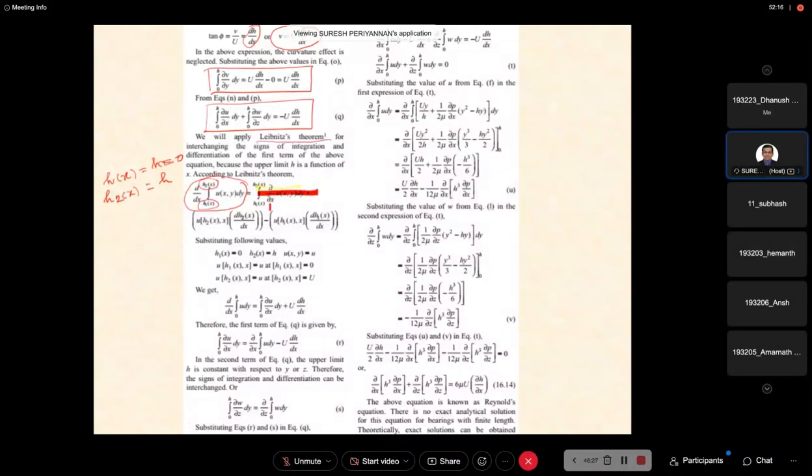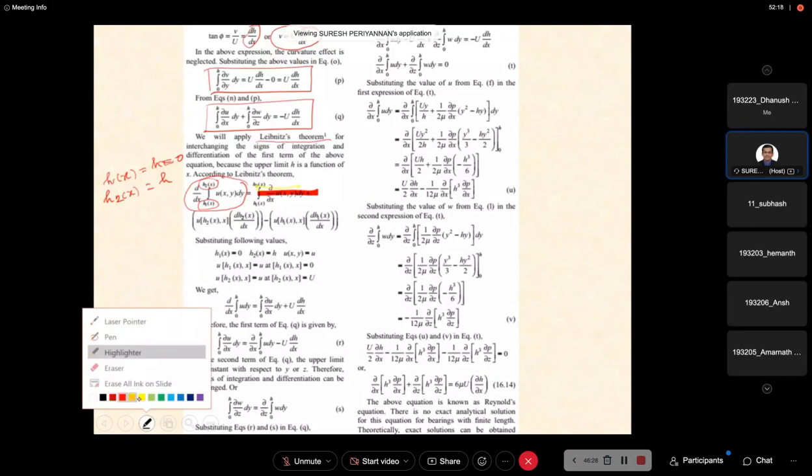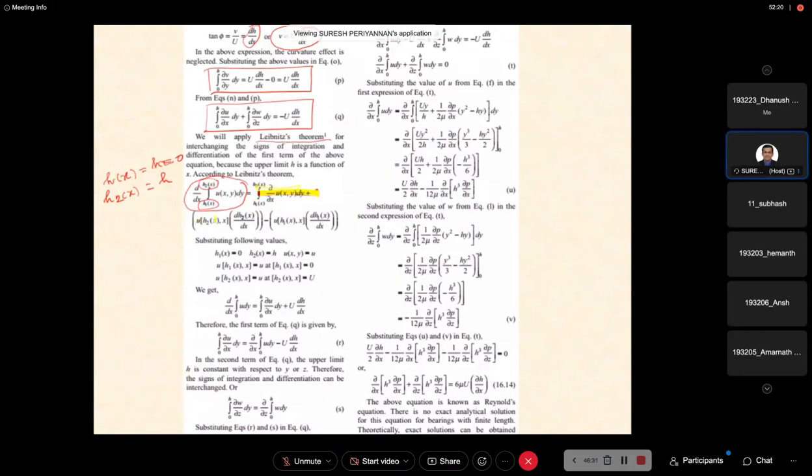Leibniz theorem. Now from this we are going to find out our solution for our velocity v. Now that's our h1 of x is equal to 0. Here y is equal to 0.